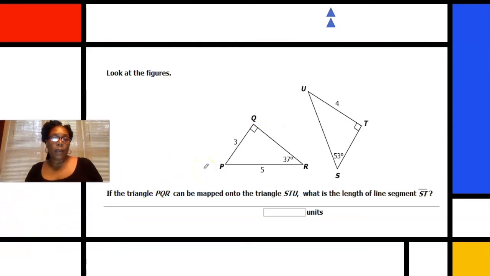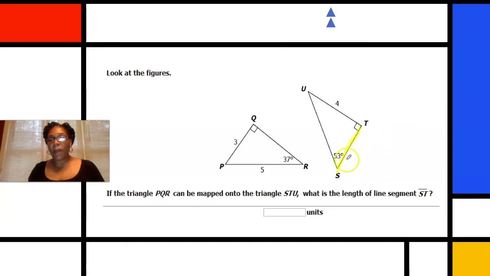Here's one more we're going to practice together. Look at the figures here. We have a right triangle. How do I know it's a right triangle? You guessed it. It has a right symbol here, which denotes that this is a right triangle. If the triangle PQR can be mapped onto the triangle STU, what is the length of line segment ST? So I'm looking for ST. So I'm looking for this right here.